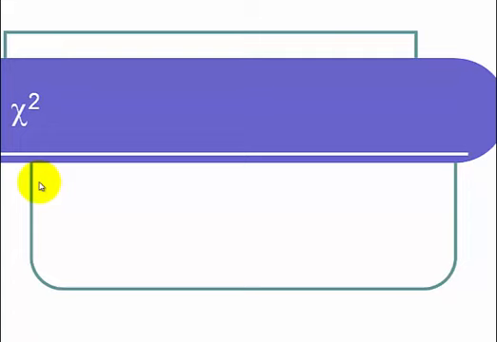This video is a lecture on the chi-squared distribution. The chi-squared distribution we're going to be using for three different statistical tests. The first test we'll use is called the goodness of fit test, which tests to find out whether a distribution of an unknown population fits a known distribution.